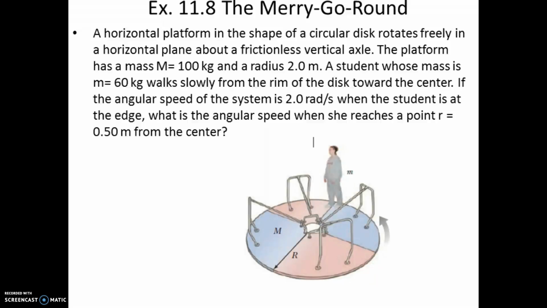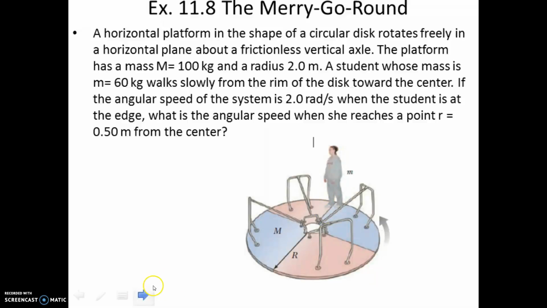I can tell immediately that this is going to be a conservation of angular momentum problem because the initial angular momentum has to equal the final angular momentum. The initial and the final will be equal because in the beginning, there's a larger moment of inertia with the student out here, and when she moves closer in, the moment of inertia is smaller. So the merry-go-round will speed up.